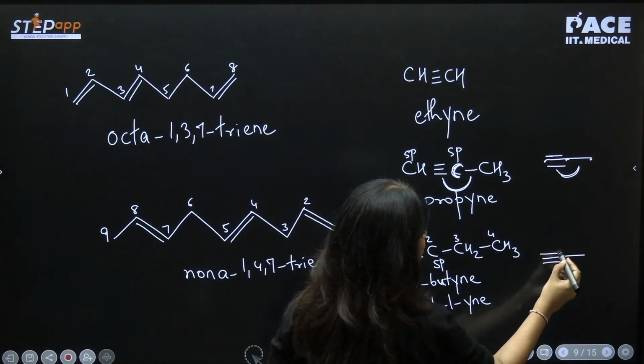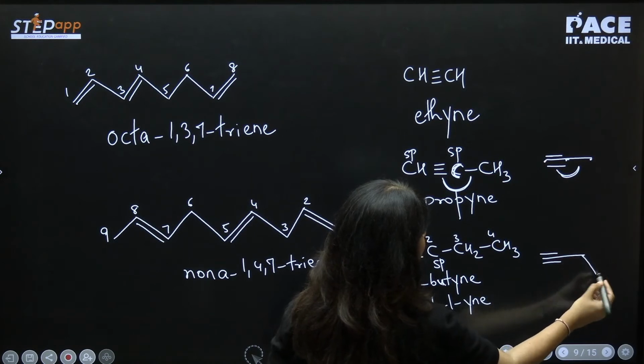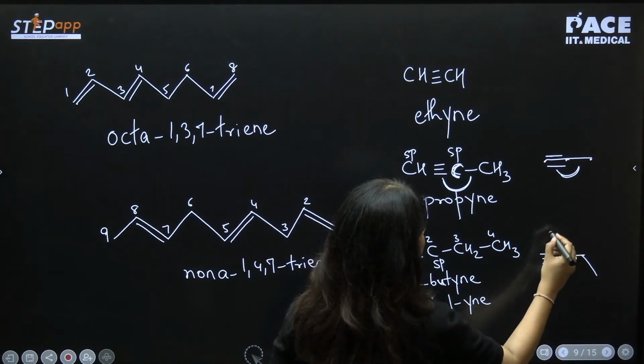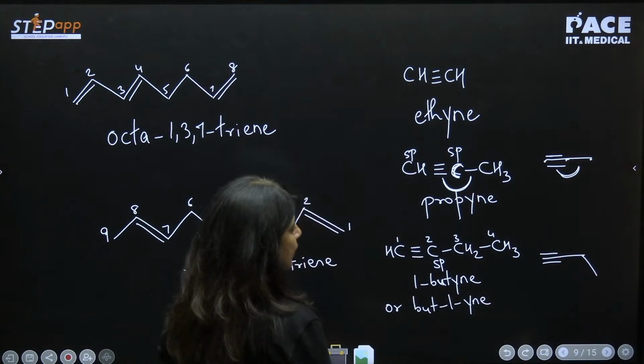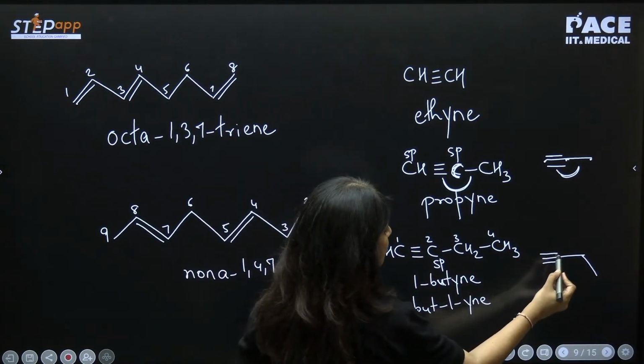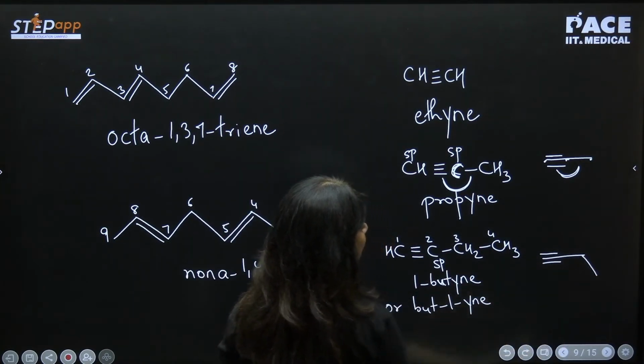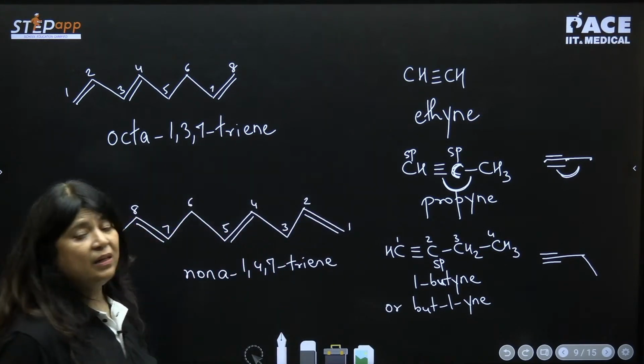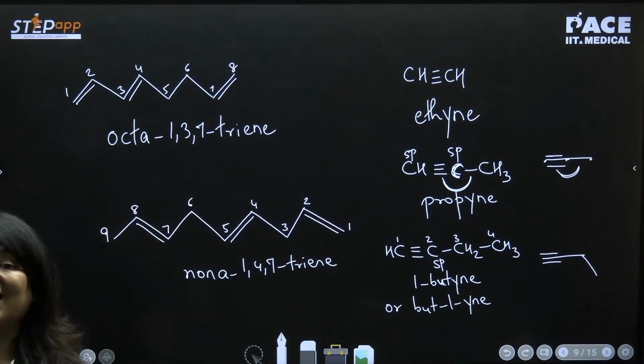This is 1, 2, 3. The fourth carbon you can show downwards, or you can also show pointing it upwards. It's okay. So this is 1 carbon, 2 carbon, 3 carbon, and 4 carbons. So that is how you represent the bond line for alkynes.